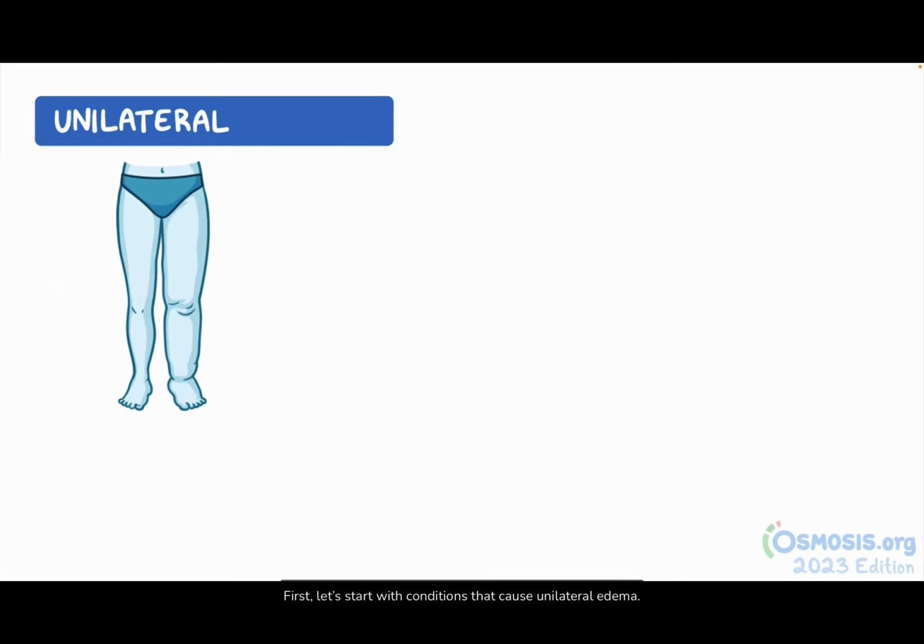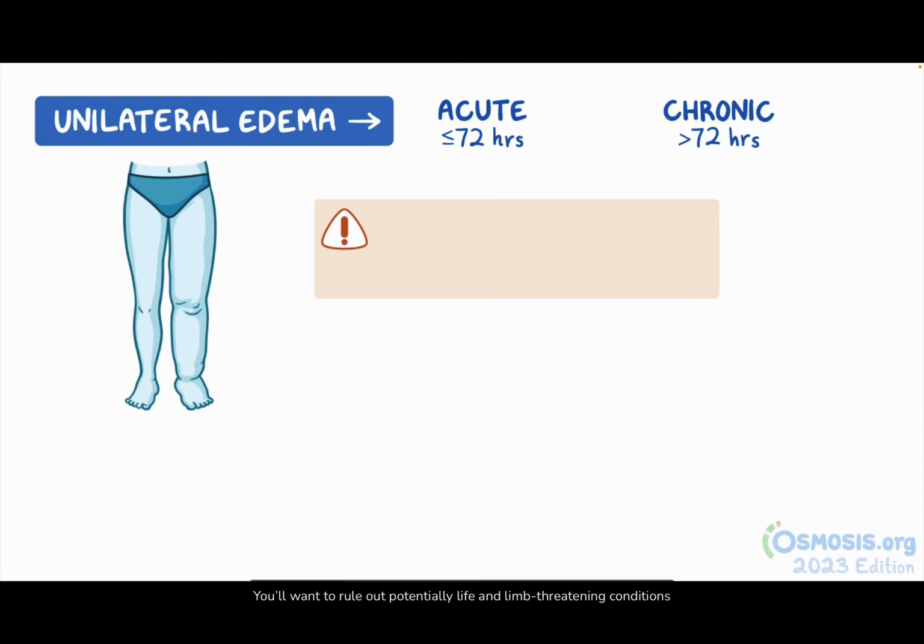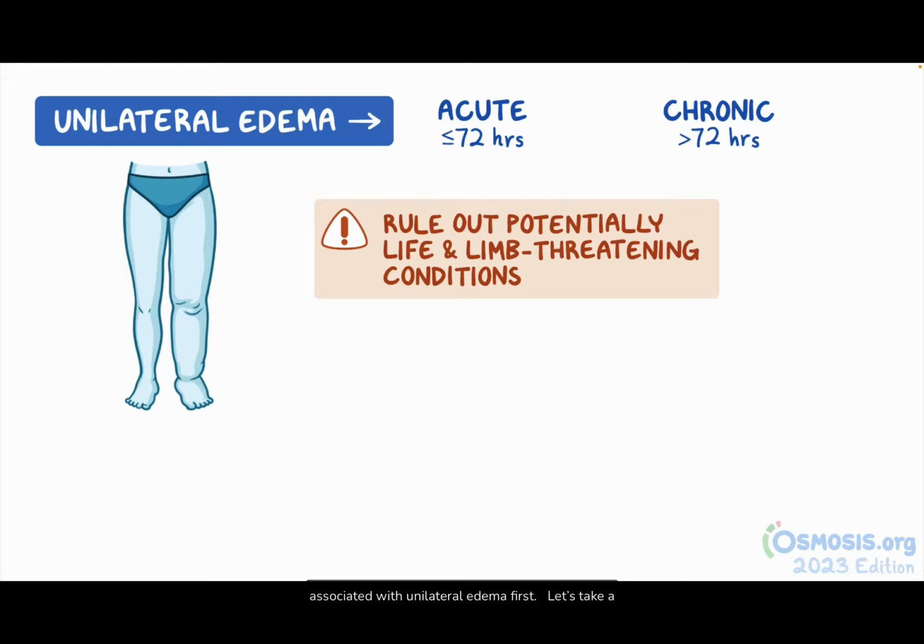First, let's start with conditions that cause unilateral edema. Unilateral edema generally affects a single limb and can be acute, that is, developing over a period of 72 hours or less, or it might be chronic where it takes longer than 72 hours to develop. You'll want to rule out potentially life and limb-threatening conditions associated with unilateral edema first.